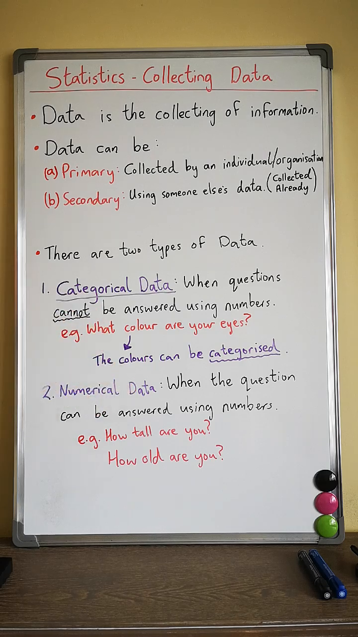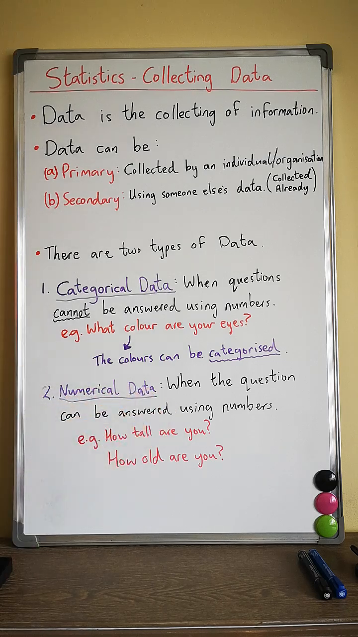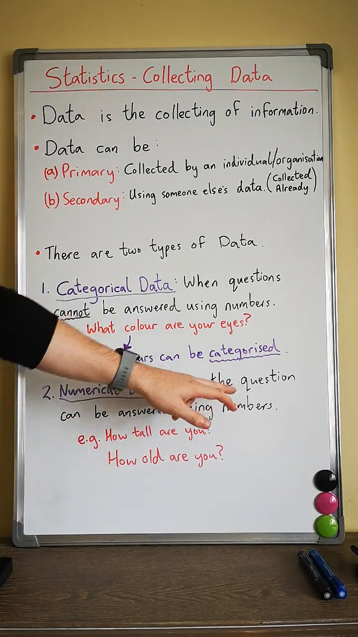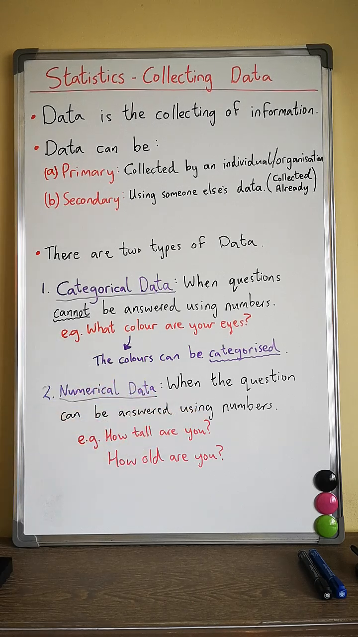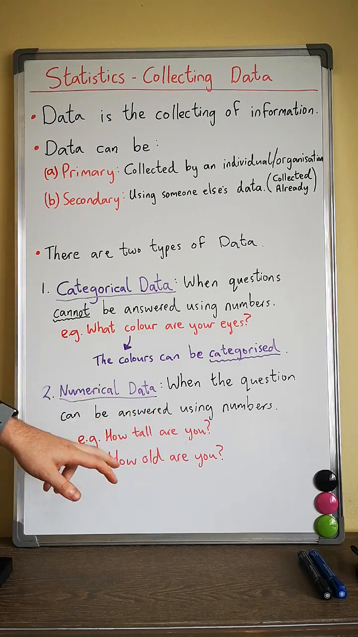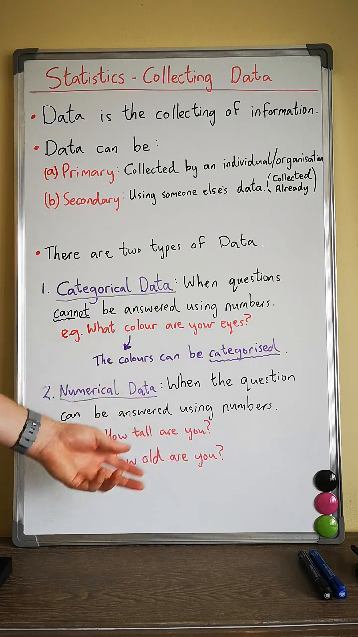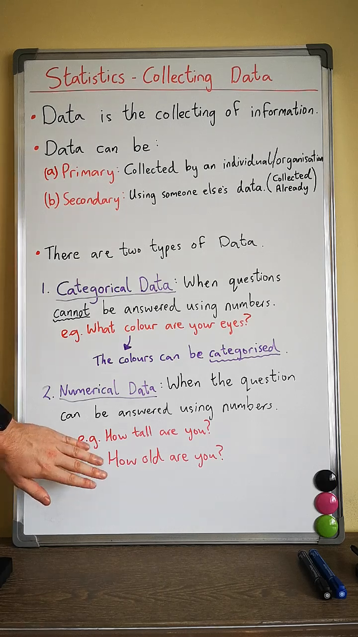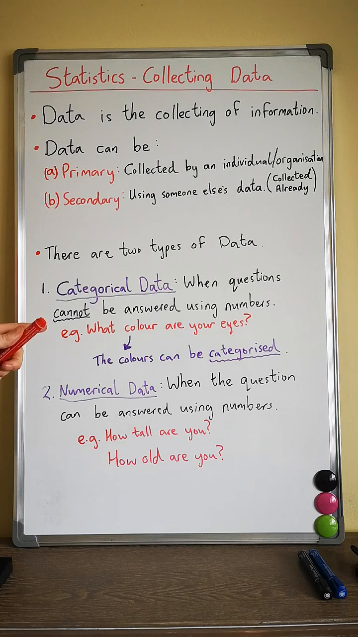Whereas the next one, and this is the second type of data, is numerical data. This is when the questions can be answered using numbers. So if I ask you a question, how many people are there in the class? How tall are you? It could be 170 centimeters, 5'10". How old are you? It has to be a number. These are all numbers. So anything where you answer a question using numbers is numerical. Anything else is categorical.